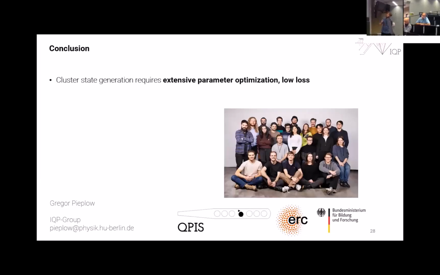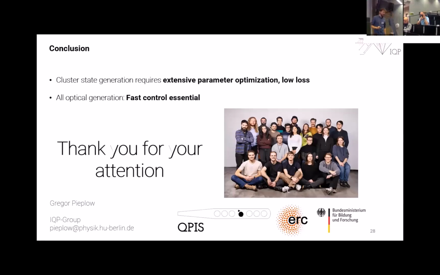Yeah, with that, I come to my conclusion. So this is particularly for the generation of cluster states, but for all these entanglement schemes, you need to do quite an extensive optimization of your parameters to really find a regime where they work well. And if you go in this all-optical direction, if you want to stay within the coherence time, then doing this quickly, we didn't really talk about the speed aspect here, but doing it quickly can become really important. And with that I want to thank you for your attention.